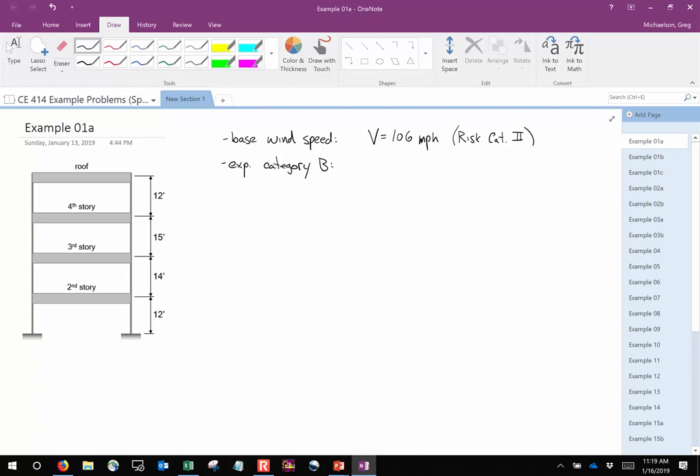So if we have exposure category B, we have a ZG value that we're going to need, and an alpha value that we're going to need. What is ZG and alpha? 1,200 feet, and we have alpha, which is 7.0. Okay. Now, also for this problem, we know that KZT is 1, and we know that our wind directionality factor is 0.85. Sound good? Okay.